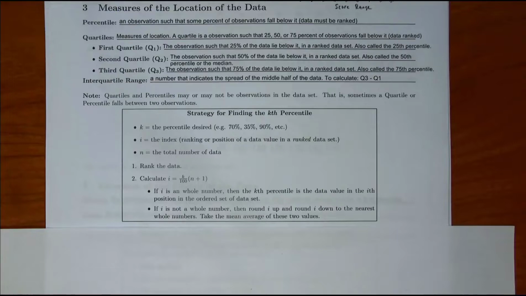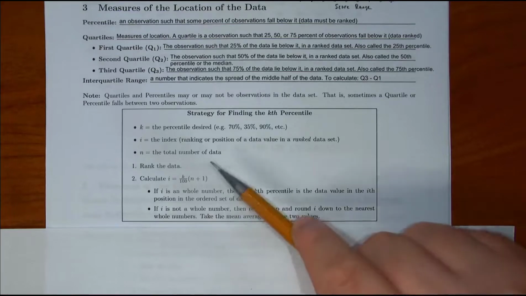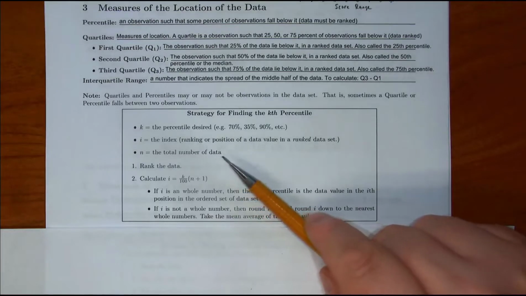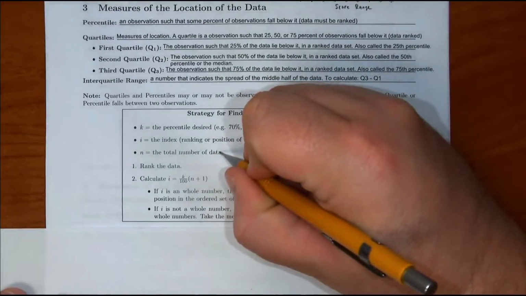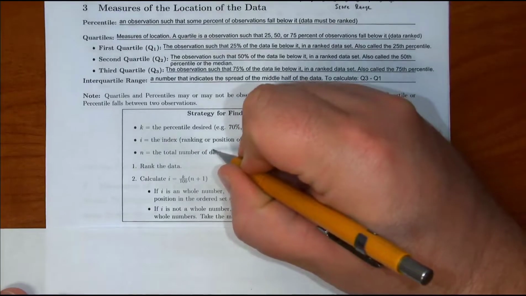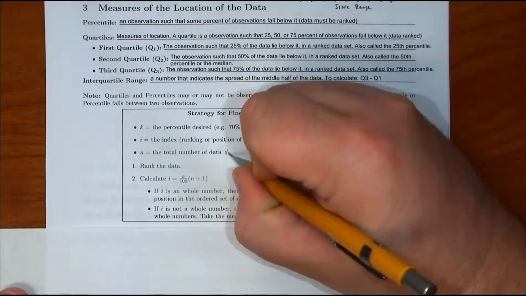I is the index. It's the position of a value in a ranked data set. So we're going to calculate what's called the index. Our answer is going to be like 5. Well, that means to look for the 5th value in a ranked data set. Or if our answer for the index I is 8, then that means we're looking for the 8th value in a ranked data set. Lowercase n is the total number of observations.